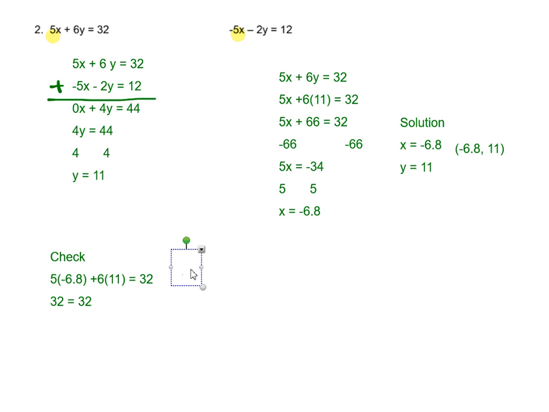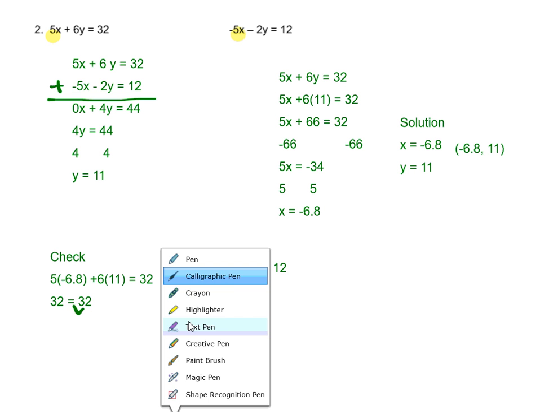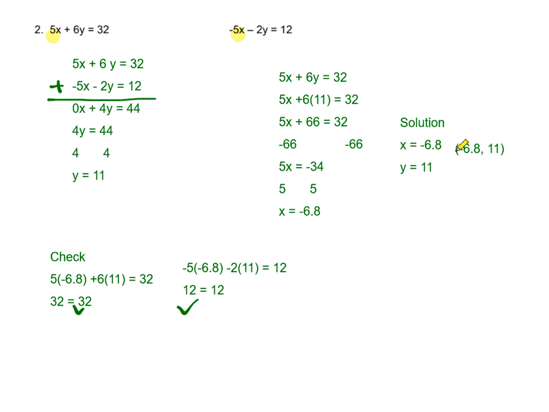And for the second one here, I have negative 5 times negative 6.8 minus 2 times 11 equals 12. And when I type that in my calculator, I get 12 equals 12. So both my answers check out. They've both been verified. That means that this here is my solution because it verified when I checked it.